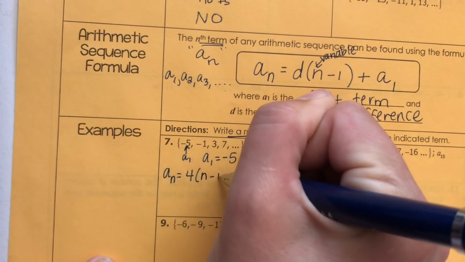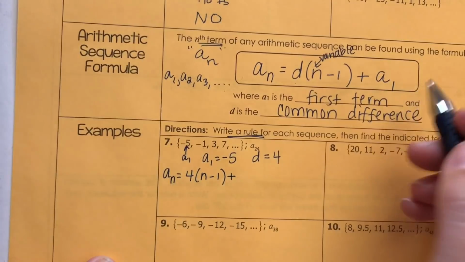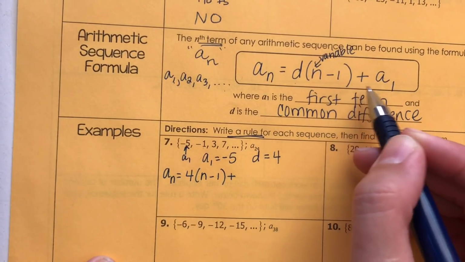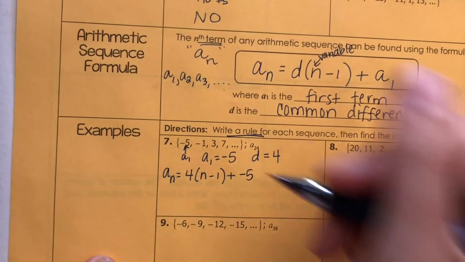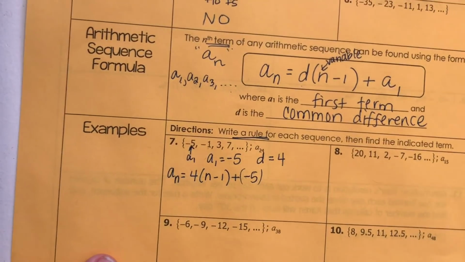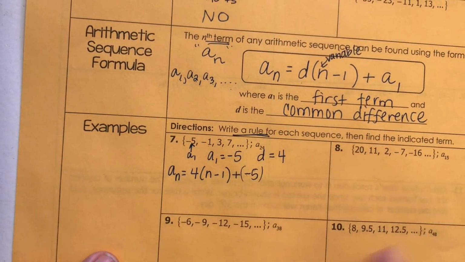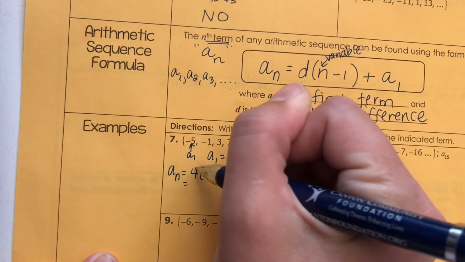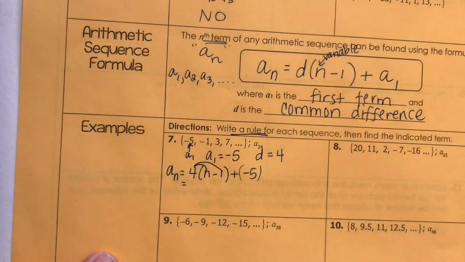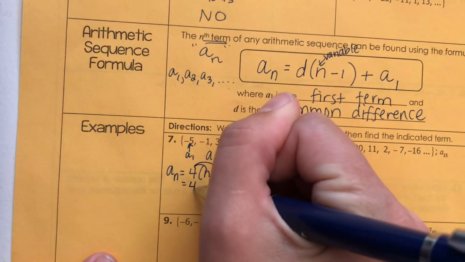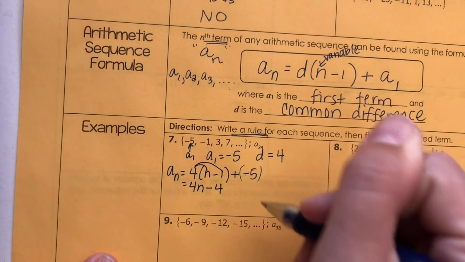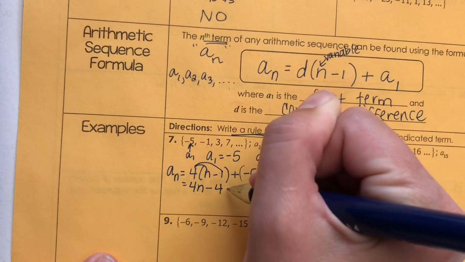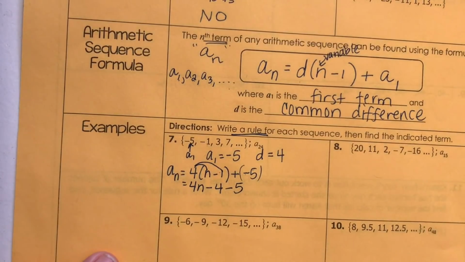So 4 times (n minus 1), so we've got this part, and then we need plus A1, which is negative 5. Well, that looks weird, so I'm just going to put it in parentheses. Now we're just going to multiply it out and simplify a little bit. So this 4 distributes to the n inside the parentheses, so that'd be 4n, and 4 times negative 1 is negative 4. And that would be plus negative 5, or just minus 5.